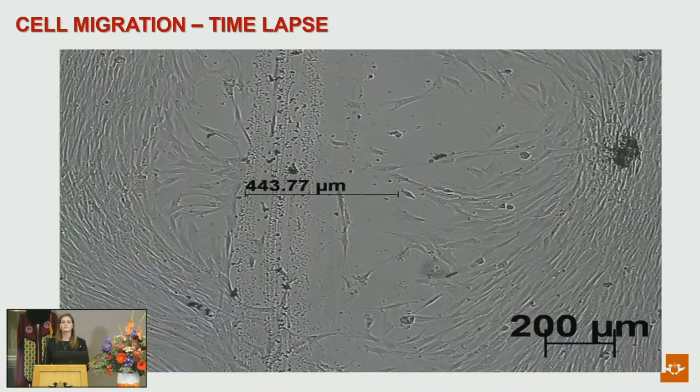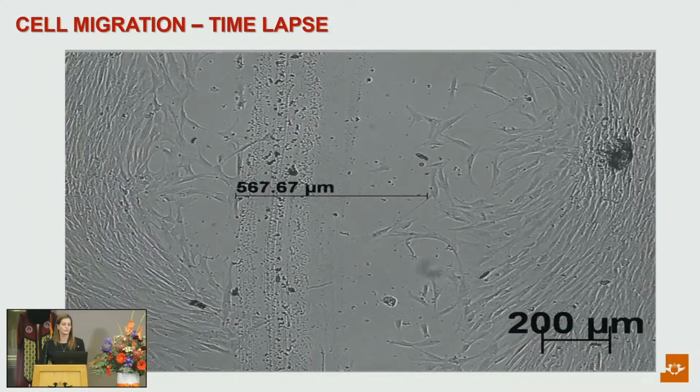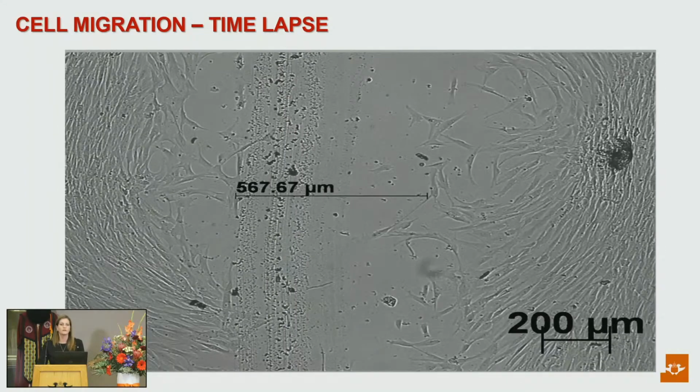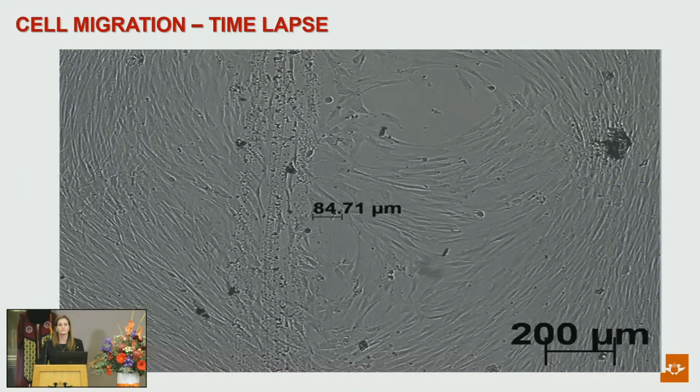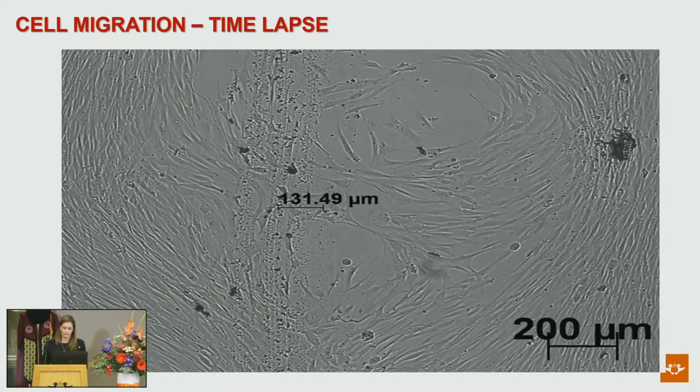This is a time-lapse video showing how fibroblast cells actually grow and migrate from the wound margin into the central scratch over a period of 48 hours. You can see how the cells are trying to cover that wound area, or that central scratch.